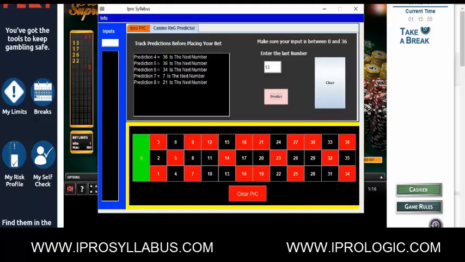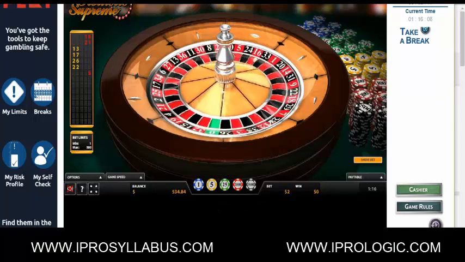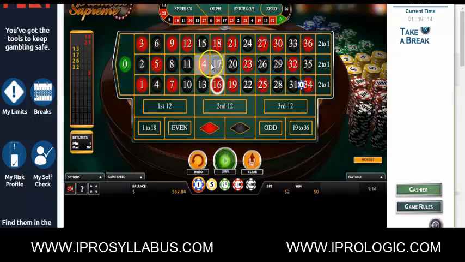Now what we're going to do is, obviously, we're going to clear this. Once you have a hit, you clear the predictor. Excuse me. So the first number is 34. Okay, we'll start with that. And 16. It says 14. And of course, you're splitting.